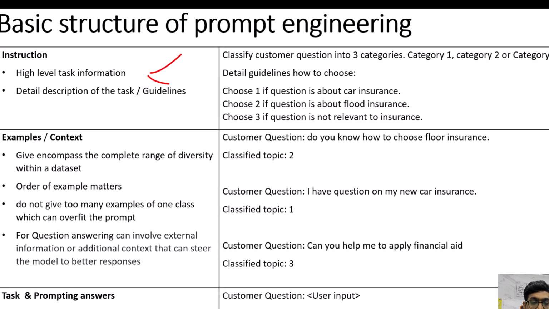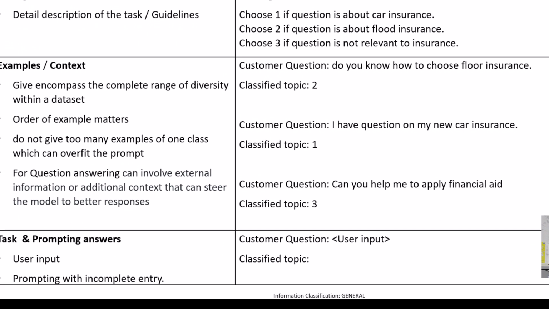So the first is your instruction. So you provide a high level task information, description or guidelines of that problem. So in this case, we have given saying that customer needs, we want to classify this into three categories. What is category 1 to 3? The next is you give examples. Now, it is really important to give diverse set of examples. The order of example matters. Do not give too many examples of one particular class, then you will be overfitting the prompt.